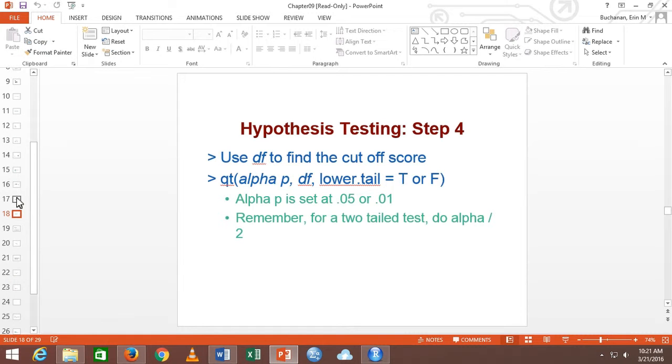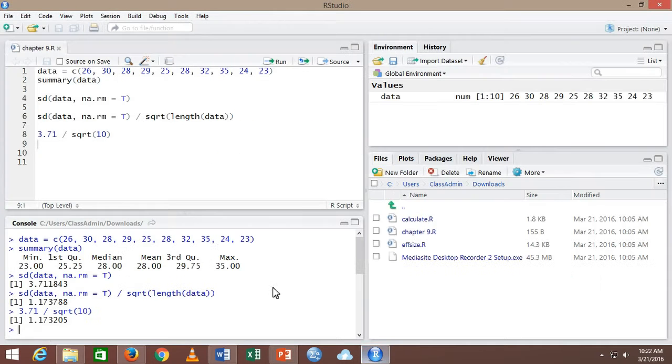And then the lower tail thing. In our case, we're doing a less than test, so lower tail is going to be true. So this number should be negative. If you have a less than test here, it should be negative over here. So let's try it.